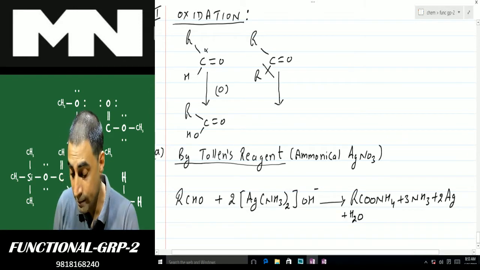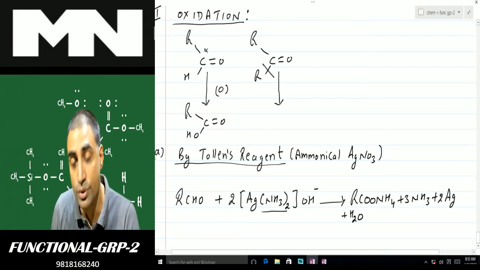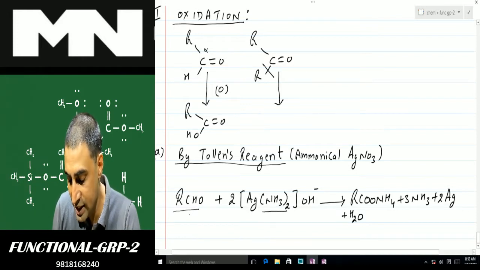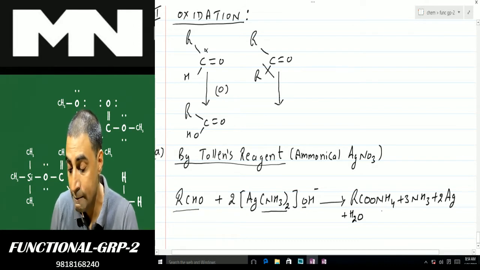See here in this reactant you can see that you have got 4 ammonia molecules. Out of those 4, one will combine with this aldehyde, and one oxygen will come from OH. You will get RCOONH3 plus H, that is NH4. So an ammonium salt you will get. The rest of the 3 NH3 will come out.